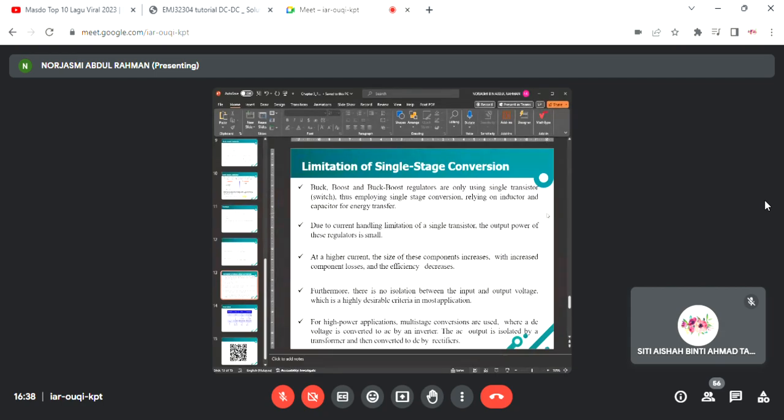So buck and buck boost regulators only use a single transistor or single MOSFET or single switch. So which means that the converter itself will have a high efficiency. You can see that the converter's efficiency is more than 90%. You can go up to 97, 98%. It is common to have 97, 98% efficiency for the converter. This is due to the single switch being used. So when you have a single switch, it means that you reduce the losses.